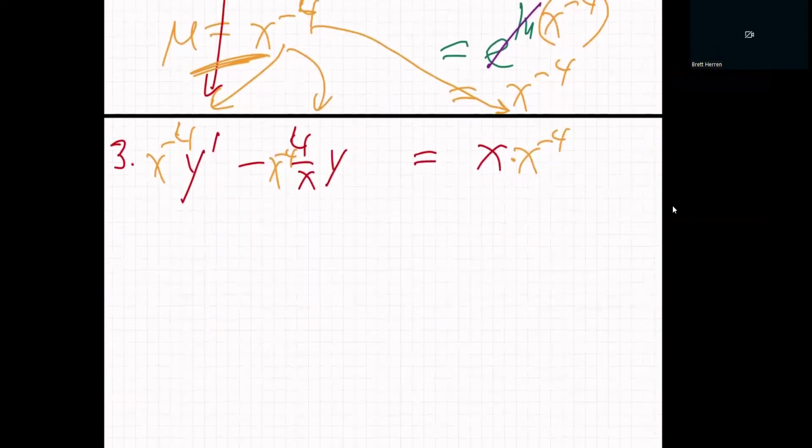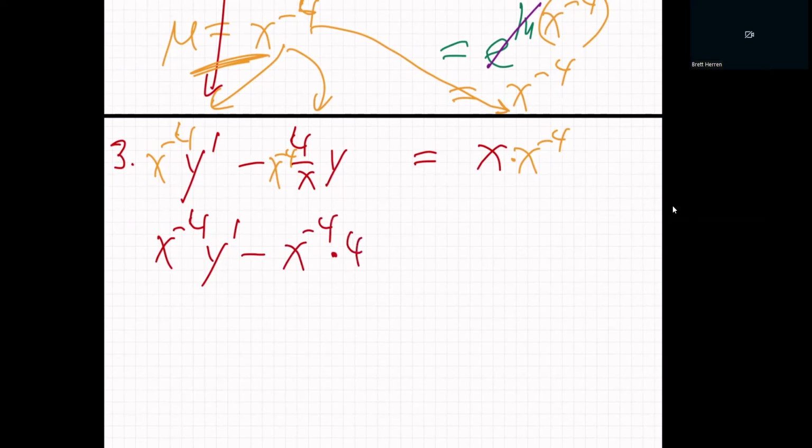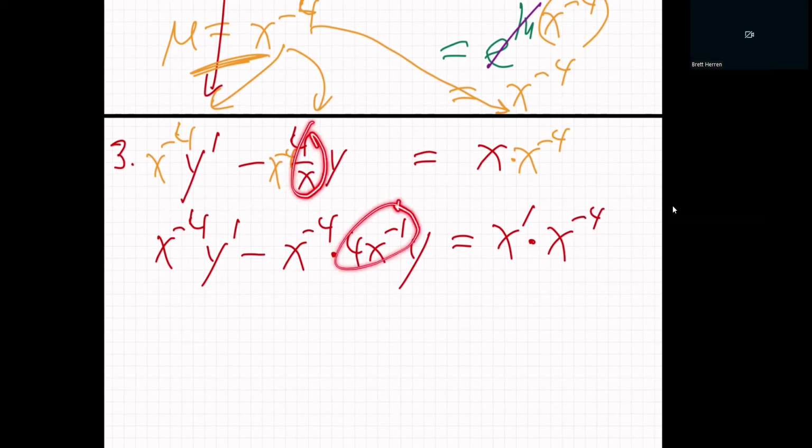And can we simplify that a little bit? Not much going on here. This is just x to the minus 4 times y prime, minus, now what happens here? This is x to the minus 4 times 4x to the minus 1. And this is x to the 1 times x to the minus 4. See what I did there? 4 over x is 4x to the minus 1. Now, why would I want to do that?